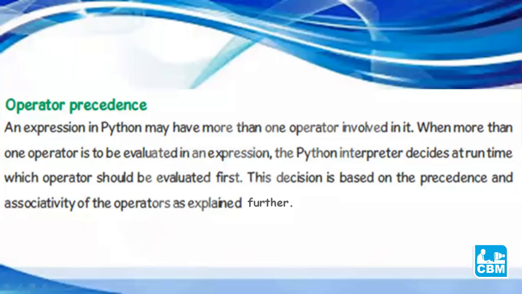We have learned arithmetic, relational, and logical operators in this video. Now it may happen that an expression in Python may have more than one operator involved in it. When more than one operator is to be evaluated in an expression, the Python interpreter decides at the runtime which operator should be evaluated first. This decision is taken by the Python interpreter based on the precedence and associativity of the operators.